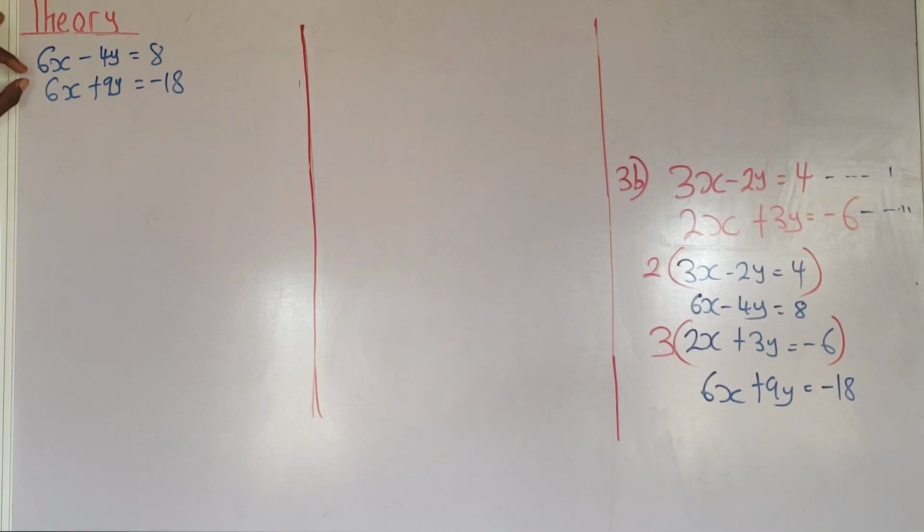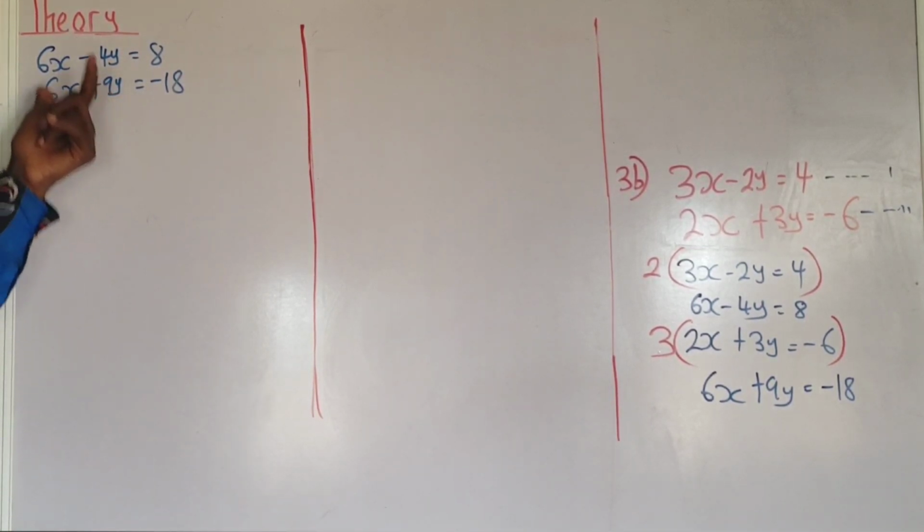You see, I want to eliminate x, and the coefficient of x for both equations is positive, so I'm going to subtract. You understand? But if one is positive and the other is negative, I'm going to add. If one is addition and the other is subtraction, I'm going to add. But because they are both positive, I'm going to subtract this equation from this equation.